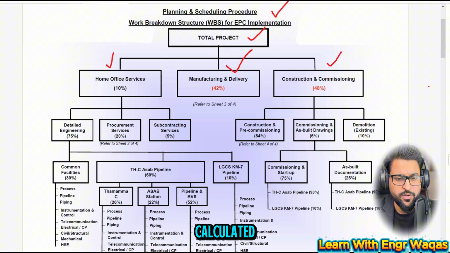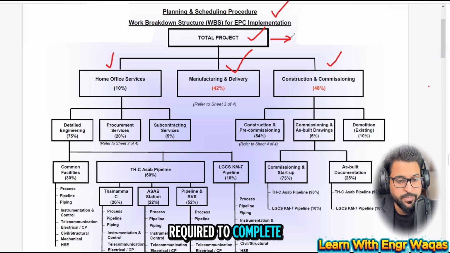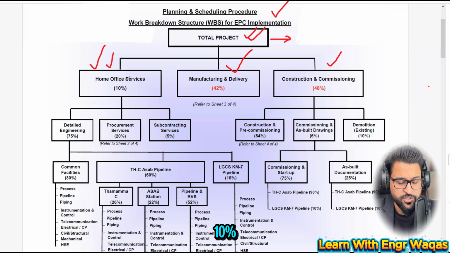Weightages are calculated from the total cost of the project and the total man hours required to complete it. The man hours or cost required to complete these services, divided by the total man hours or cost, is going to give you 10%. It gives you the importance and complexity based on cost, man hours or whatever. It is concluded that the worth of this deliverable or WBS is 10%, 42% and 48%. The specific document is the accurate one.